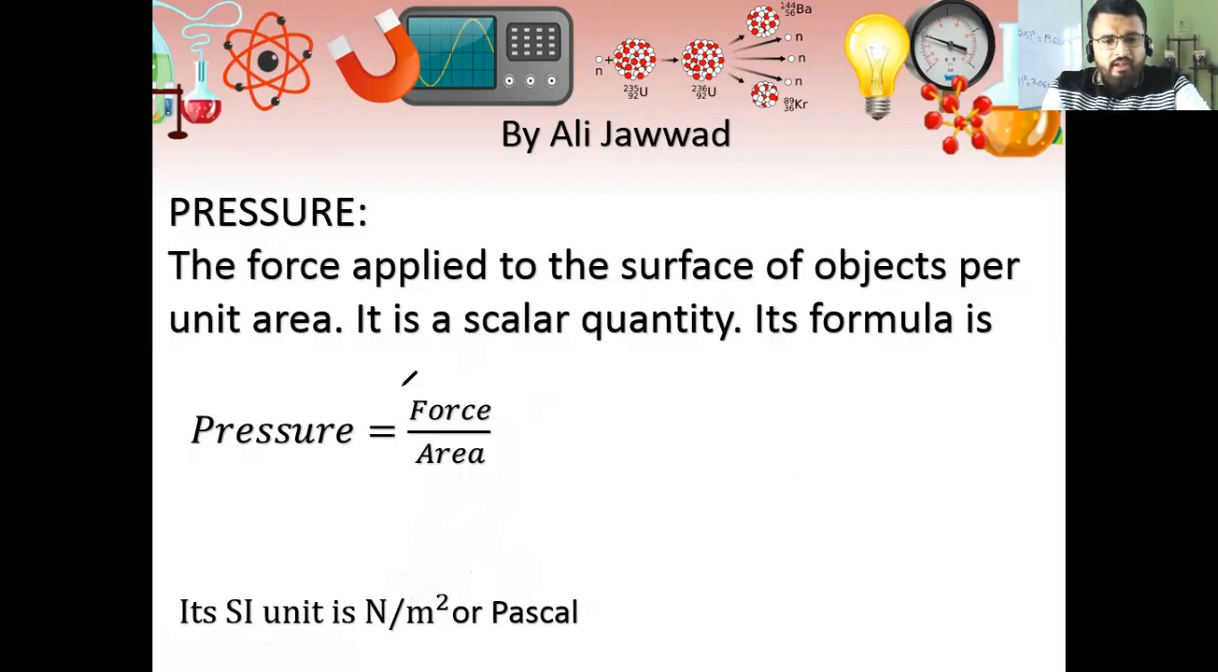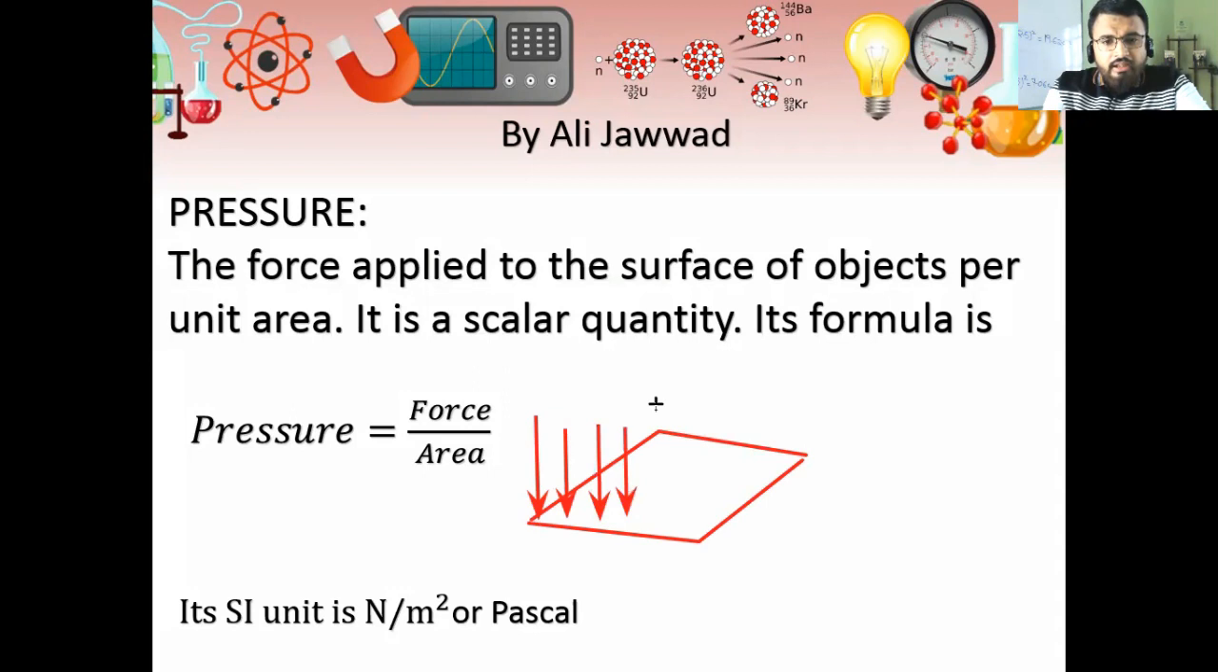Now, if we look at this formula, this is actually representing a force distribution. What I mean by force distribution is that whenever a force is applied on an object, let's say we have a plank or a flat surface like this, and we are applying some force on it, the force is distributed on each part of this object. So pressure is actually the term which tells us how much force is acting on one point of this surface.